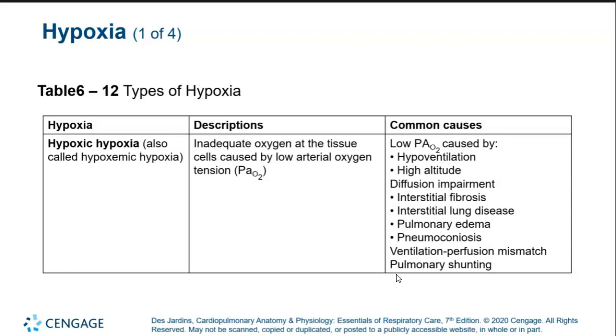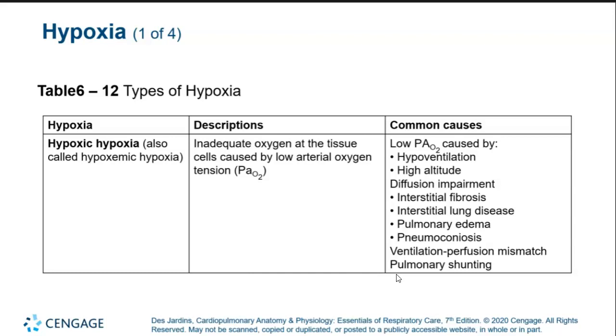So you have hypoxic hypoxia or hypoxemic hypoxia. This is where you have inadequate oxygen at the tissue that's caused by low arterial oxygen tension. Okay, so this can happen because the patient's hypoventilating. So they're not getting enough ventilation in, so it can't diffuse across into the blood. It can happen because of high altitude.